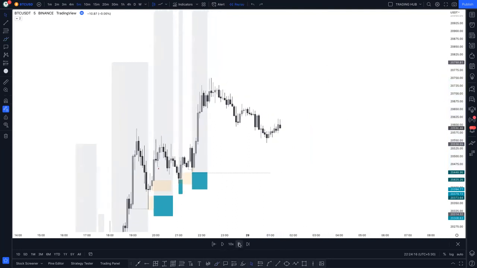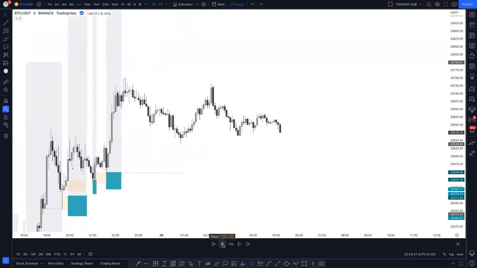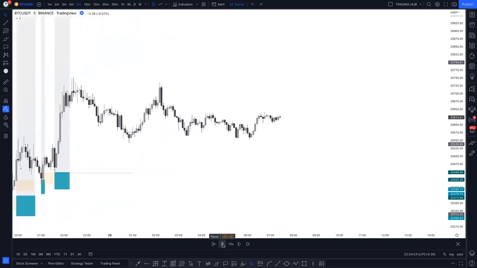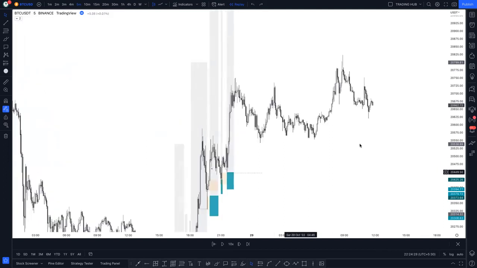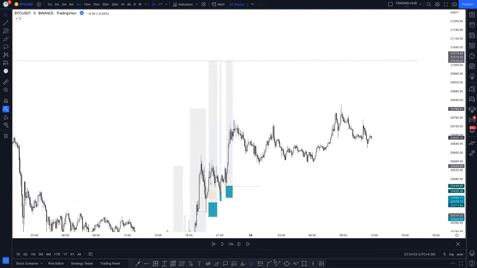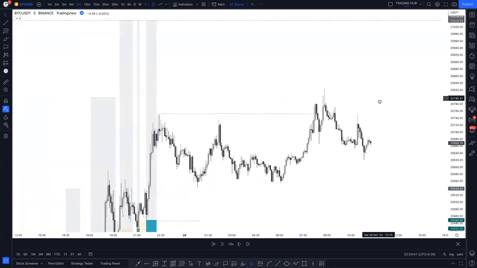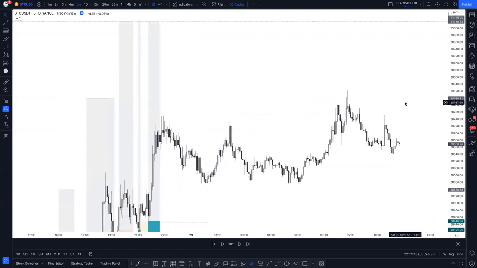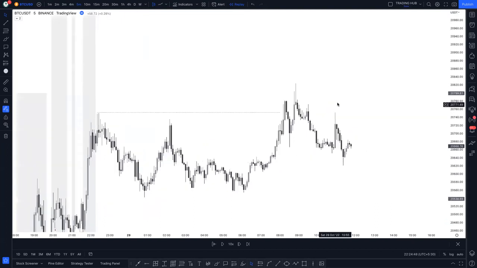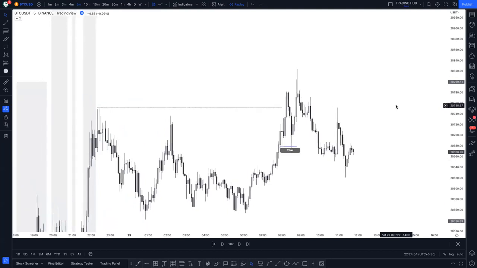Okay, let's see. Create new structure here, broke this high. How do you define a valid pullback? When price breaks the previous candle high or low, then we can consider it, and you can study the diagrams available on Discord. So right now, which POI is more valid here in this case?